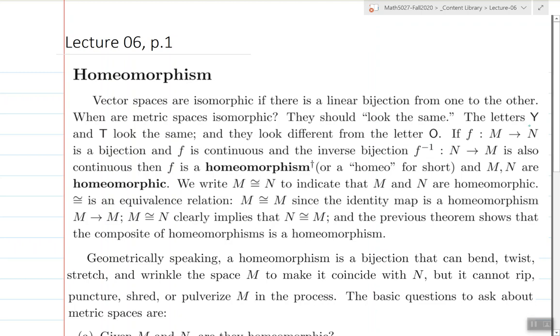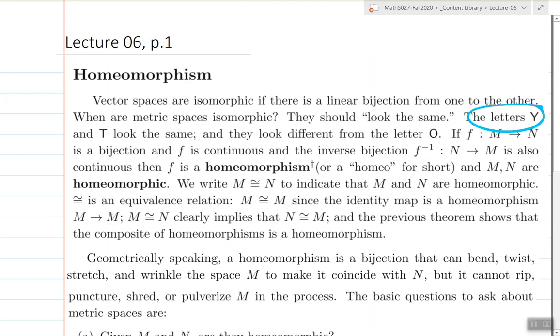So the idea is that a continuous bijection that also has a continuous inverse is a homeomorphism. And this effectively means that you can think of M and N as fairly equivalent. That is, there is an equivalence relationship between them. Now, the basic idea in some sense is like this.